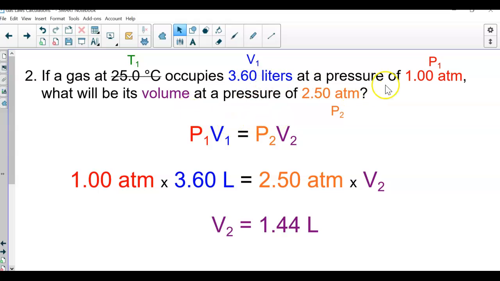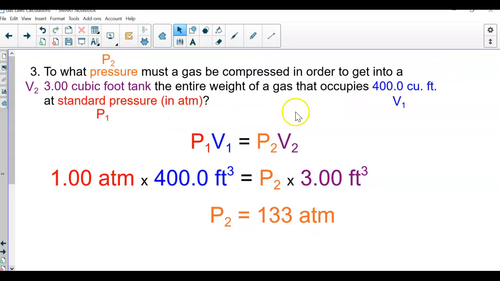Example number 2, we saw pressure go from 1 to 2.5, so it went up, so we should see a decrease in volume. We see that here. And then example 3, a little trickier to think about because it's kind of backwards, but we know that what we have 2 of is volume, and volume went from 400 down to 3, so we should see an increase in pressure, and pressure went from 1.00 atm standard to 133 atm, so it increased. So they, in fact, all 3 represent an inverse relationship.